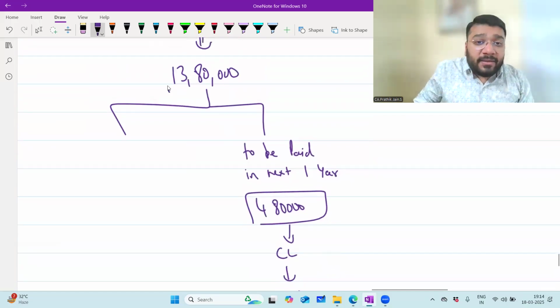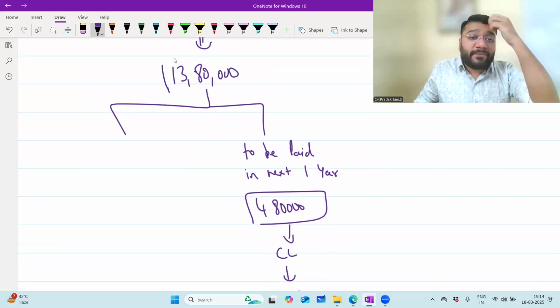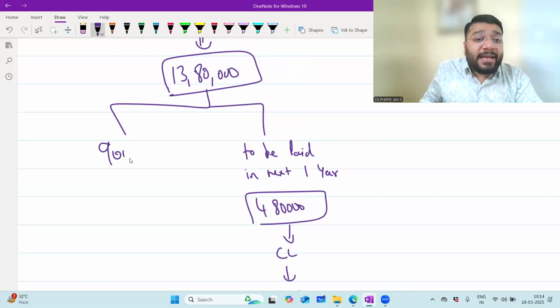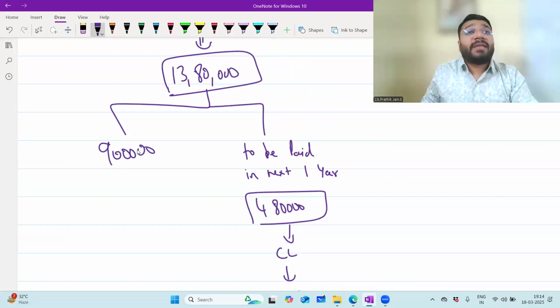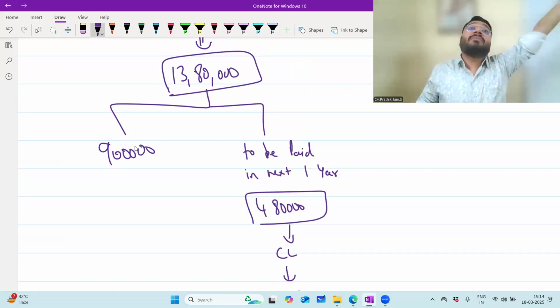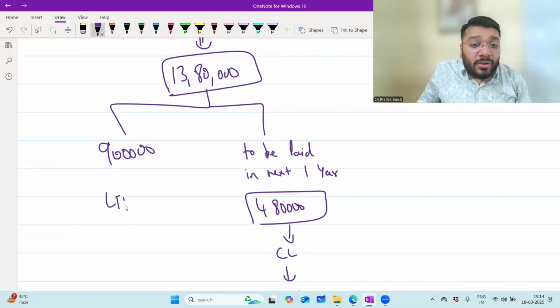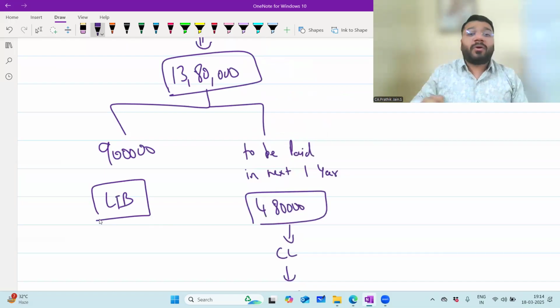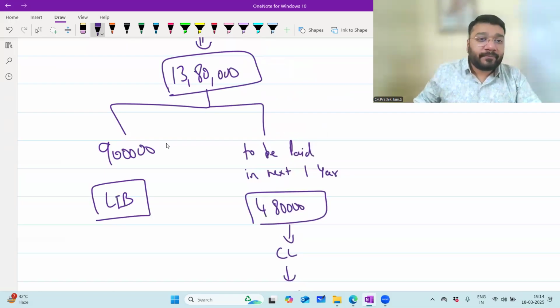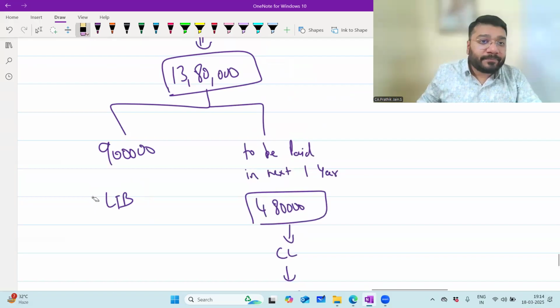From 1385 minus 480, what is the balance? 9 lakh rupees. Have they given any information on when this is to be paid? No. So definitely I'm going to pay this money beyond the benchmark date. So this is my long-term borrowing. Any problem? Online people, any problem? No, sir.